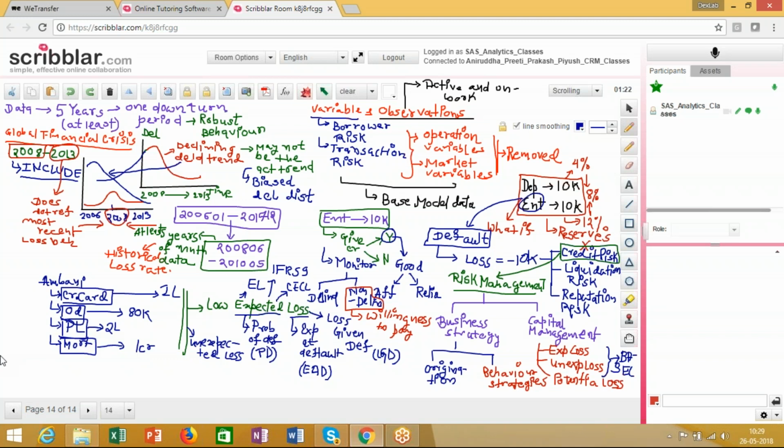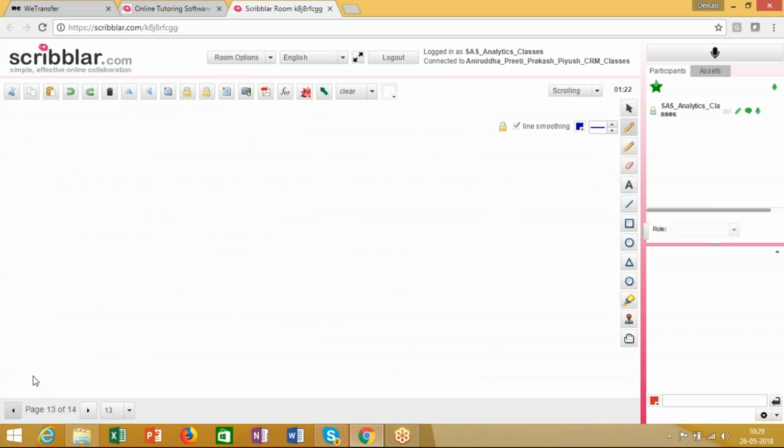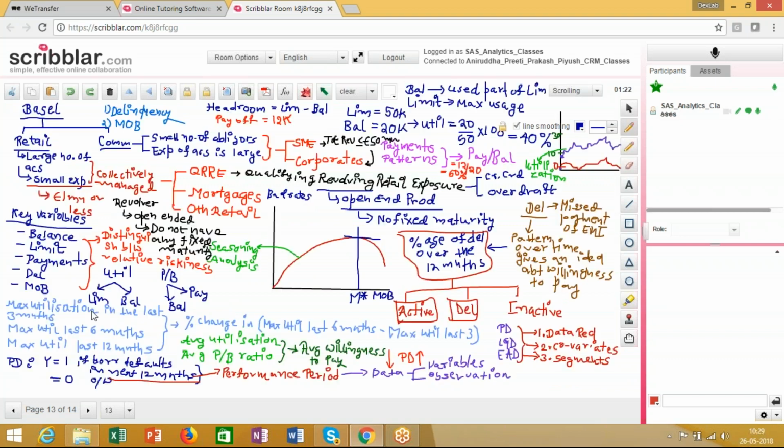How does Basel define a banking portfolio? Basel breaks the banking portfolio into two broad parts. One is the retail portfolio, the other is the commercial portfolio, right? So it says that every bank has two broad lending books: the retail book and the commercial book. Now, how is a retail portfolio recognized? Basel says that a portfolio would be considered a retail portfolio if it has a large number of accounts, each account has very small exposures, and these exposures are managed collectively.